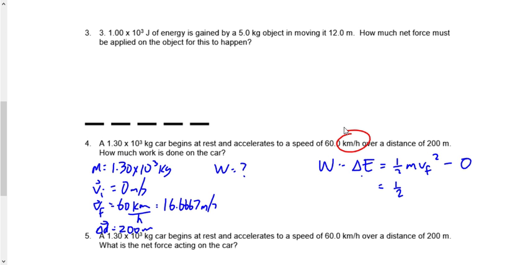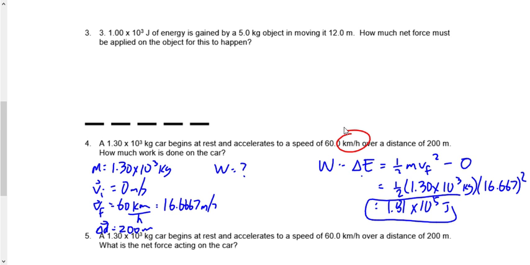Don't just say, oh, next time I have a problem, the work is just kinetic energy. No, it's not always just kinetic energy, right? It's always final minus initial energy. That's not always equal to the kinetic energy at the end, because sometimes there's an initial energy. So don't just automatically do that. Think about each question and make sure that's the case here. We got 1.30 times 10 to the 3 kilograms times VF, 16.6667 squared. And when we do that, it should work out to be 1.81 times 10 to the 5.